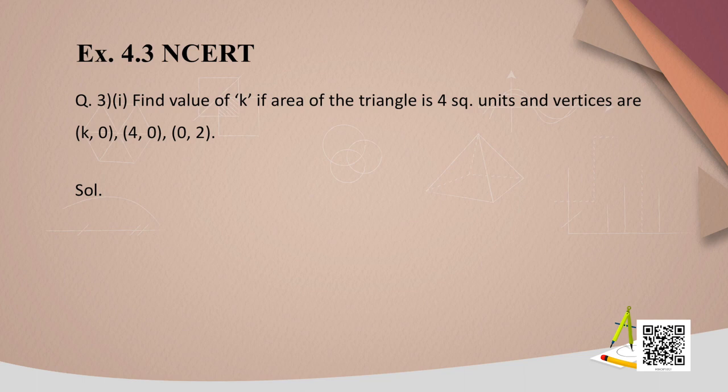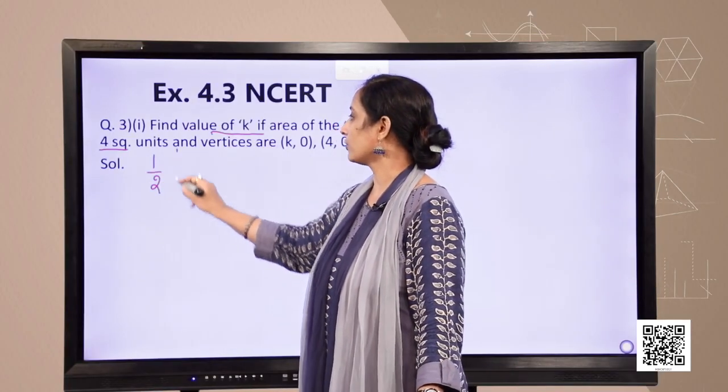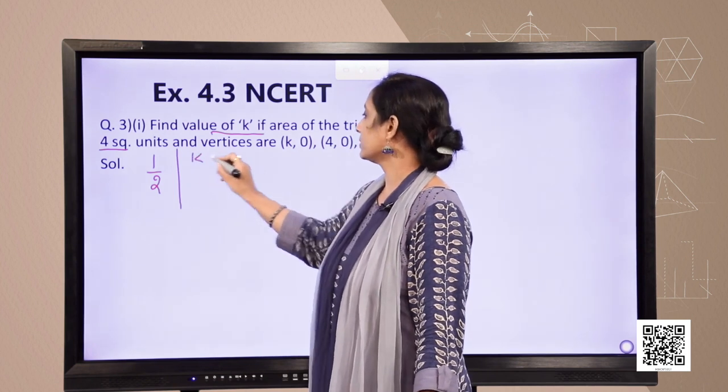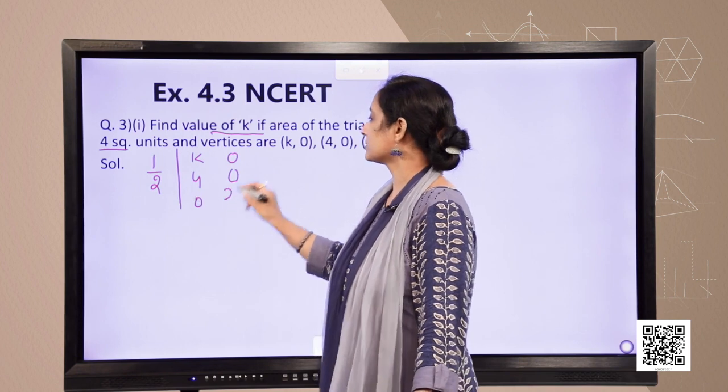Let's use the same concept in solving one more question in which you have to find the value of unknown k if area of the triangle is given as 4 square units and vertices of the triangle are also given. So you can equate this area of triangle, write down in the determinant form, write all 3 vertices like this.